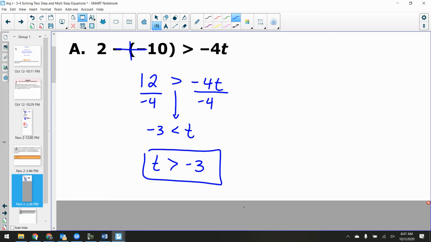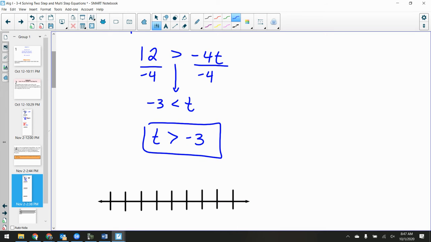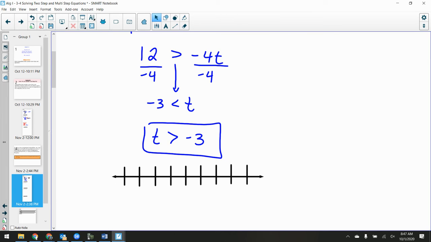The reason I want it that way is because now when I go to graph, I can say, okay, it's going to point to the right. Here's 0, -1, -2, -3. We'll put -4 there for good measure. Open circle at -3, going to the right. See, Carson, that's one of the ones where it goes towards 0. Questions on that one?